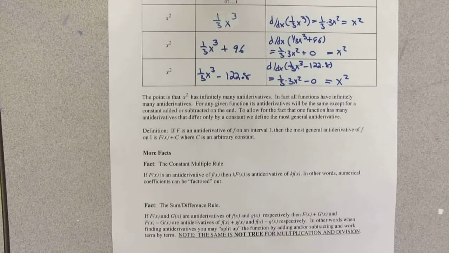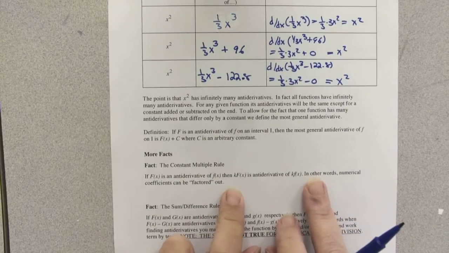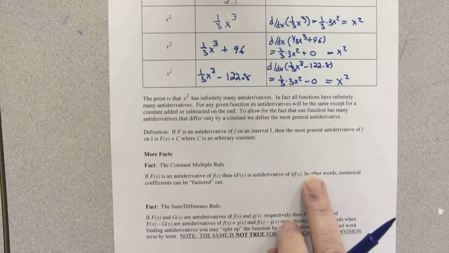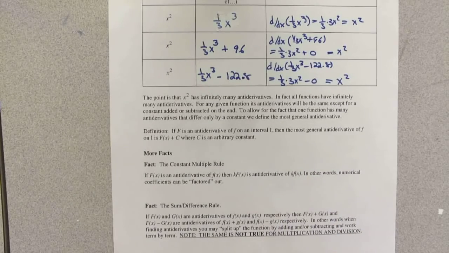Makes sense. In differentiation, you could factor out a coefficient. Those coefficients just kind of stayed there. They were part of the answer, but you didn't have to worry about them. It was easy in differentiation. You could just write it down and not worry about it. Same thing in anti-differentiation. If you have a multiplied numeric coefficient, it can be factored out. You just write it down, do the rest of the problem.